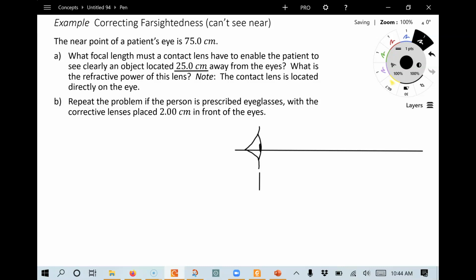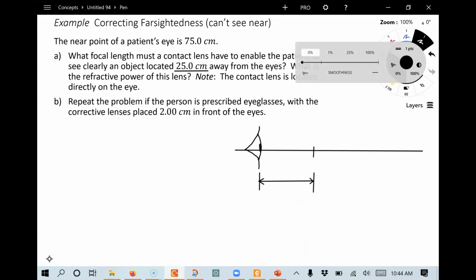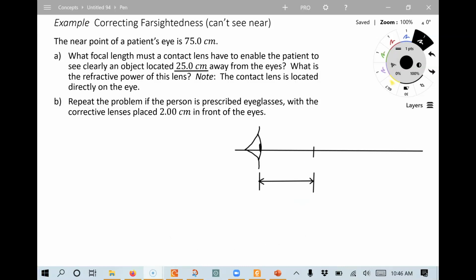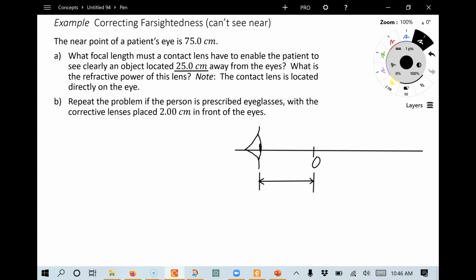And if we want to label a point at 25 centimeters right over here, notice that that's the distance from the eye to where we want to be able to see something. That's where we're going to put the object. So let's label this here. This is going to be O, the object. And we know from the eye to the object is 25 centimeters. Now notice we haven't put the lens anywhere yet.